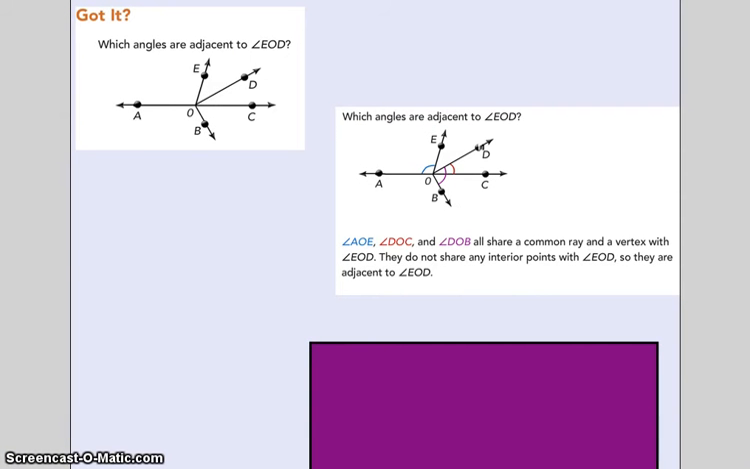Adjacent to angle EOD are angles AOE, angle DOC, and angle DOB because they all share a ray and a vertex with angle EOD.